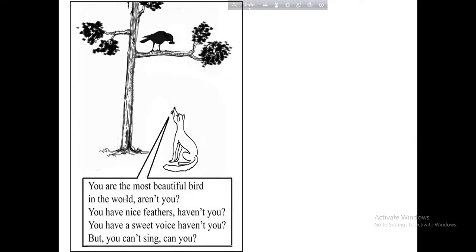In this way. The fox told the crow, "You are the most beautiful bird in the world, aren't you? You have nice feathers, haven't you? You have a sweet voice, haven't you? But you can't sing, can you?" That means when he praised the crow in several ways, the crow became very flattered. But finally, when he said, "You can't sing," he became angry and tried to sing. When the crow tried to sing, the piece of meat fell from his mouth, and the fox took the meat away and left the place.